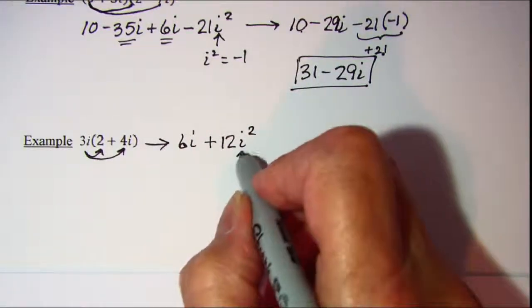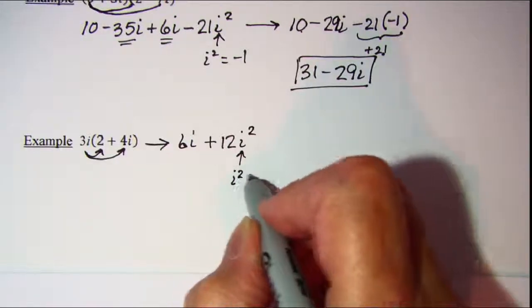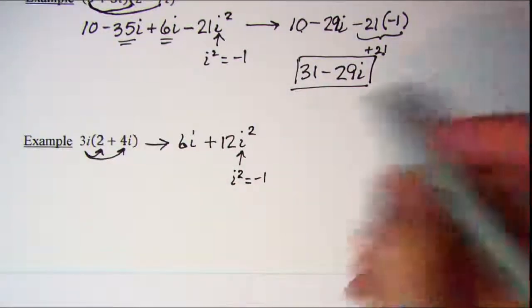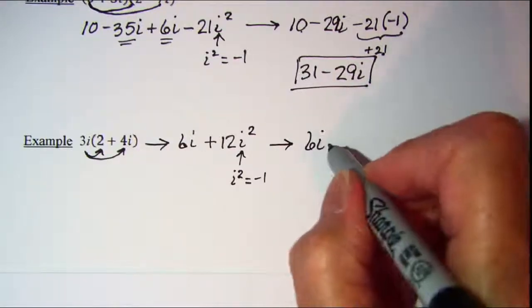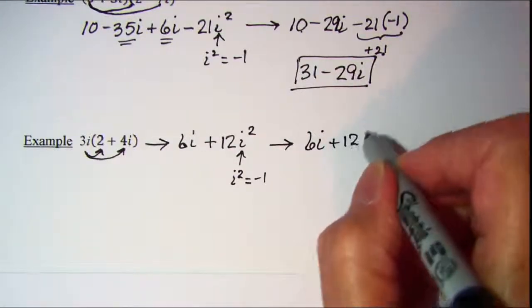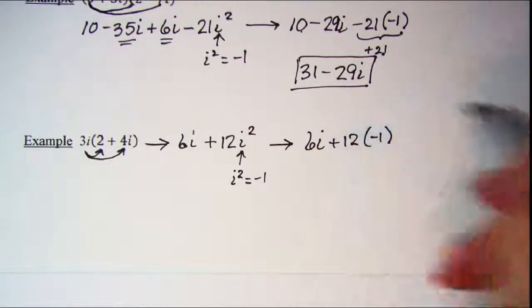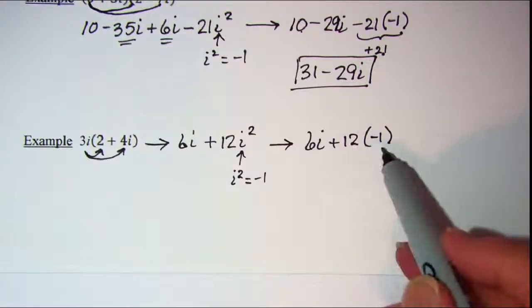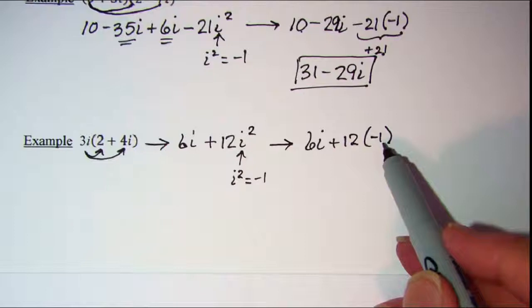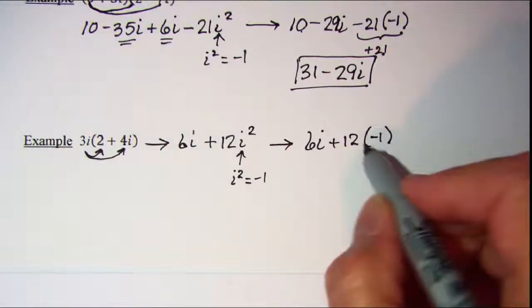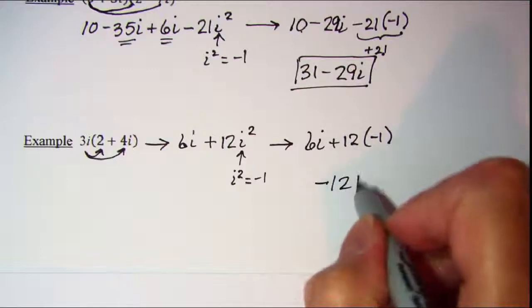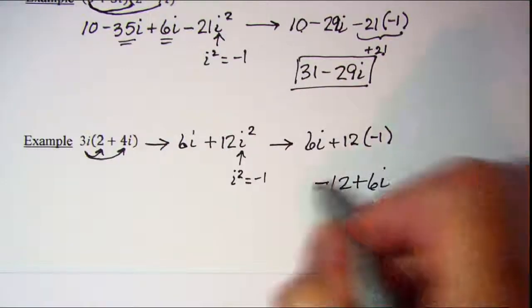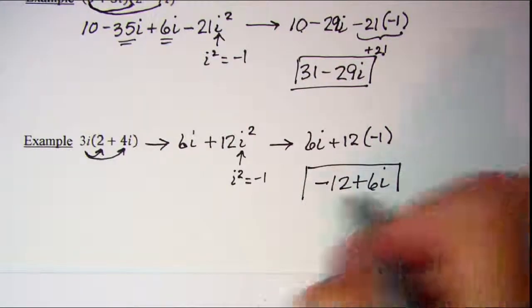Again, i squared is defined to be negative 1. So this expression is 6i plus 12 times negative 1. 12 times negative 1 is negative 12, and you usually write the real part first. So negative 12 plus 6i is our product.